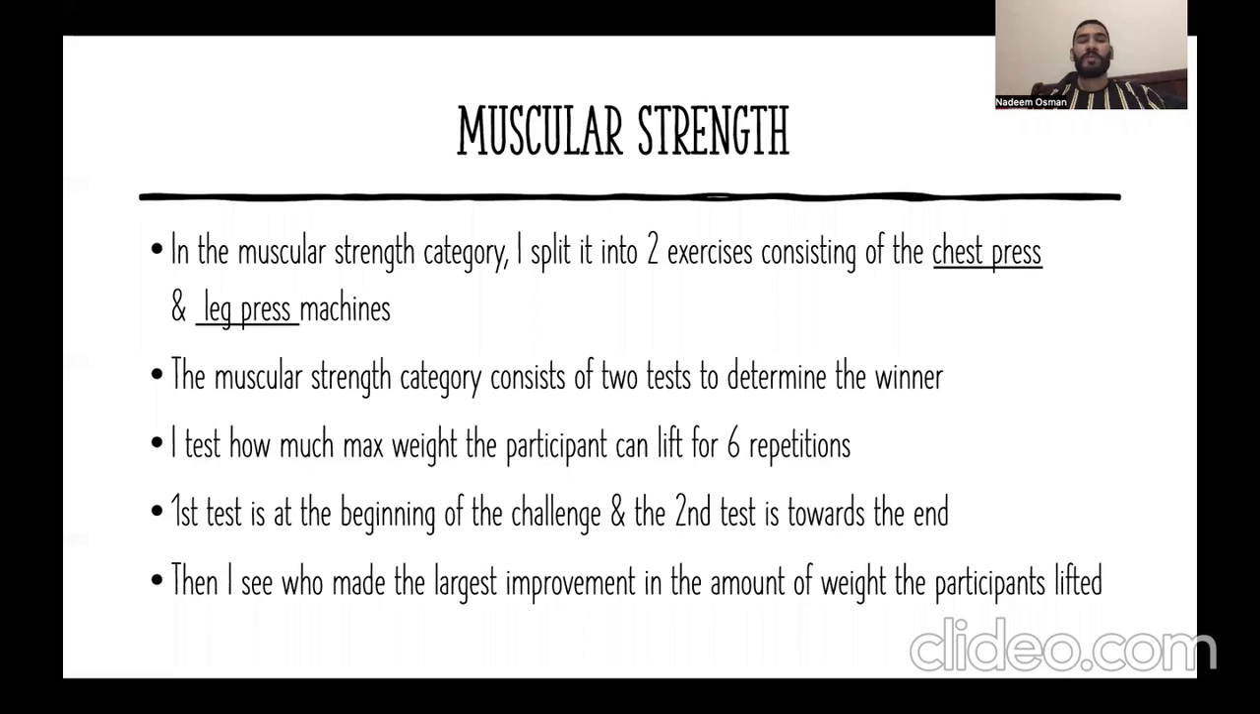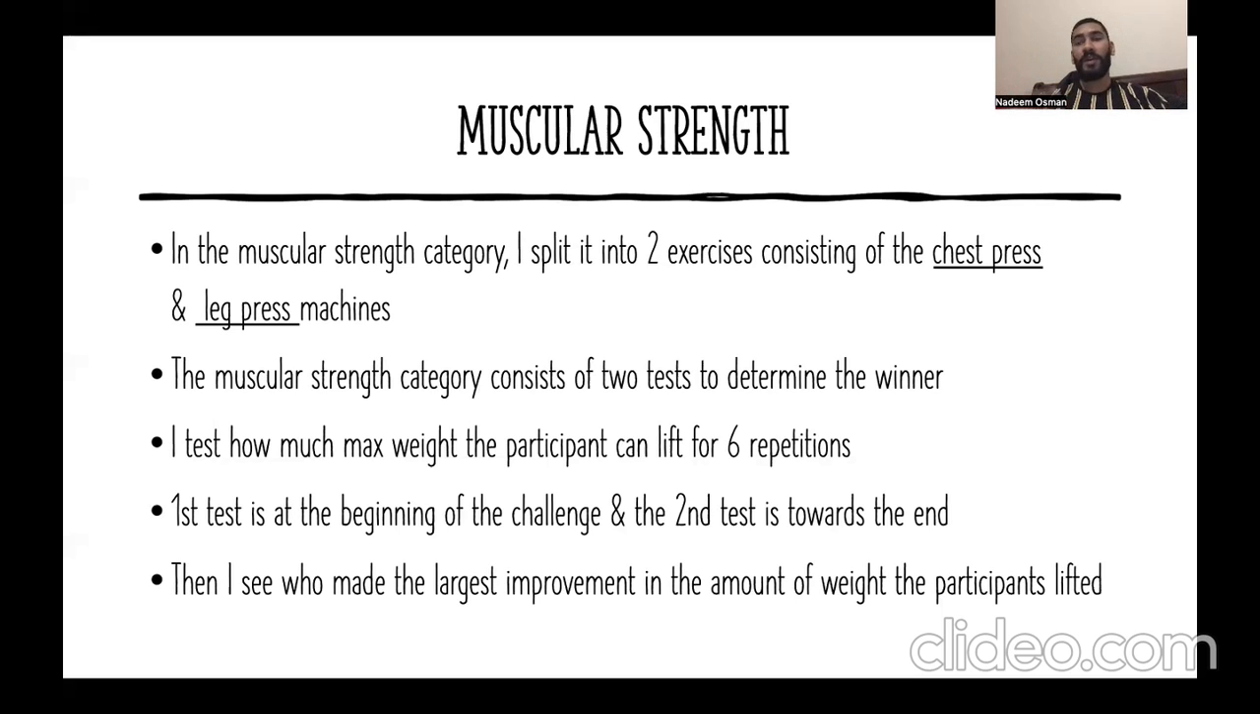Now, the muscular strength category will consist of two tests to determine the winner. The test will basically examine how much max weight they can lift for 6 reps. The first test will be at the beginning of the challenge, and then the second test is towards the end. Then I will compare the results to see who made the largest improvement in the amount of weight they lifted.